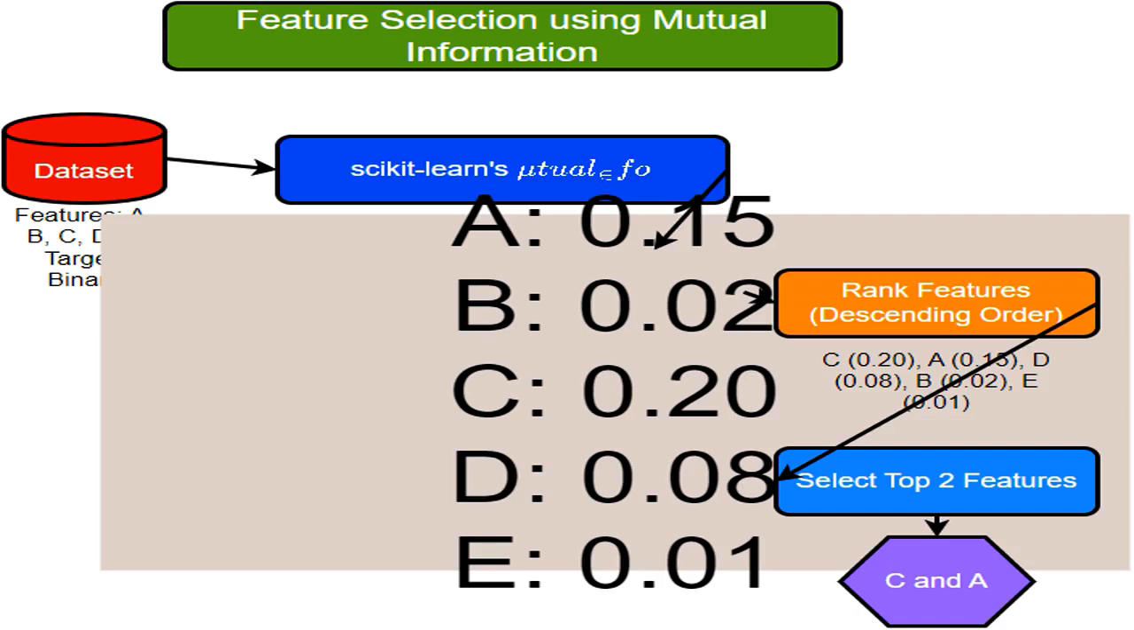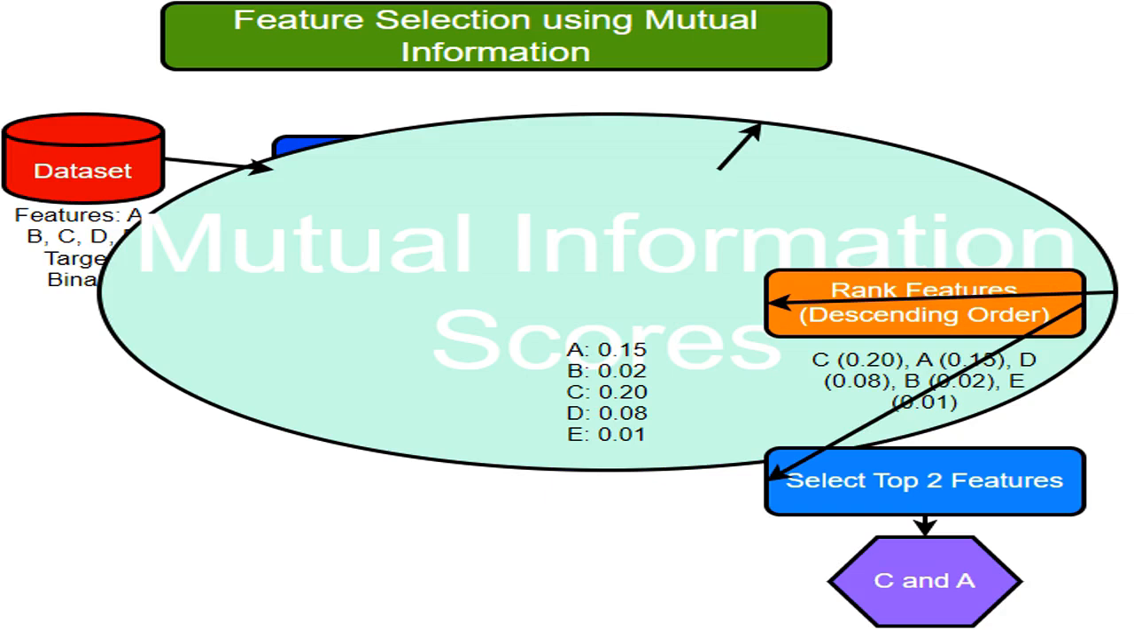These are the mutual information scores for each feature. For example, feature C has a score of 0.20, indicating a stronger relationship with the target than feature B, score of 0.02. The mutual information score measures the amount of information one variable reveals about another. A higher score suggests a stronger relationship. In simpler terms, how well does knowing the feature help me predict the target?